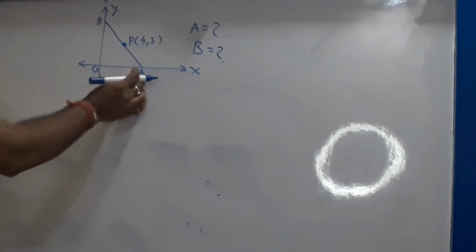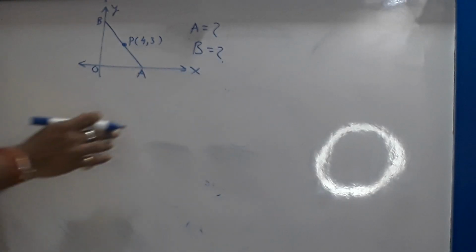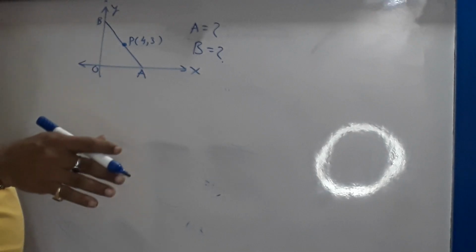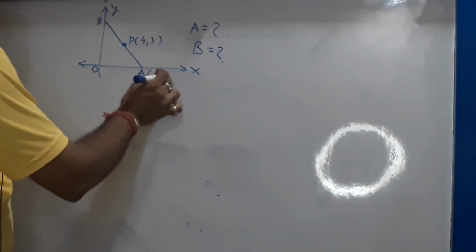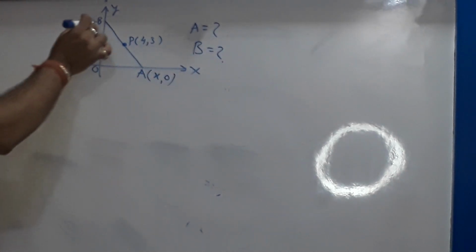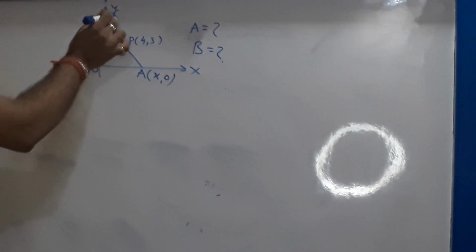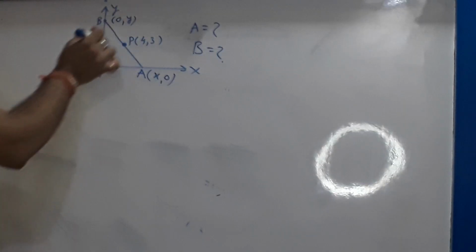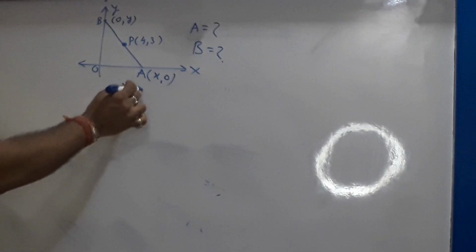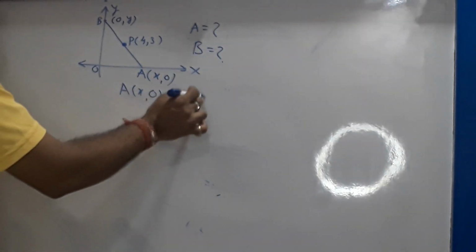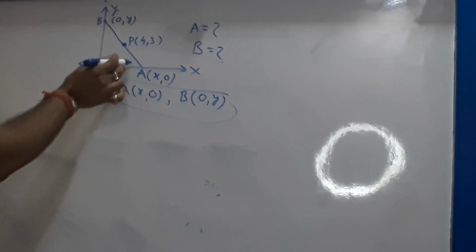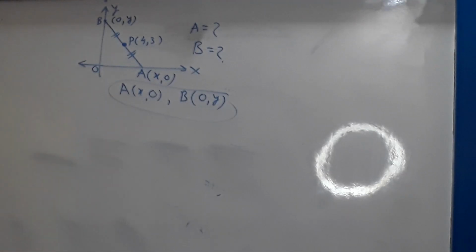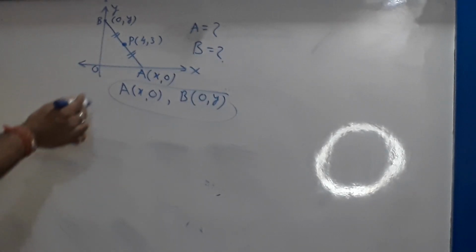So now where is point A? Point A is on x-axis. If the point lies on x-axis, then its y or second coordinate should be 0. So first coordinate x, second coordinate 0, x comma 0. B is a point on y-axis, so its first coordinate should be 0, 0 comma second coordinate y. So A is x comma 0 and B is 0 comma y. But what is given? It is given that P is a midpoint of AB, means PA is equal to PB. So we apply midpoint formula.